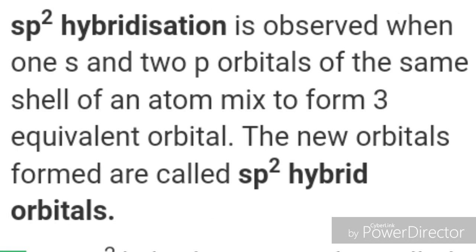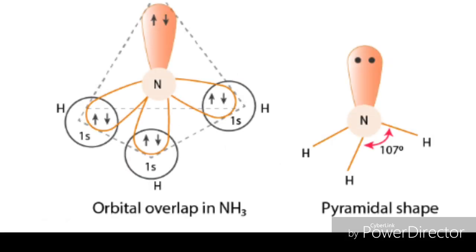Students, sp2 hybridization is observed when 1s and 2p orbitals of the same shell of an atom mix to form 3 equivalent orbitals. The new orbitals formed are called sp2 hybrid orbitals. In case of the boron trifluoride molecule, 3 sigma sp2-p bonds will be seen.